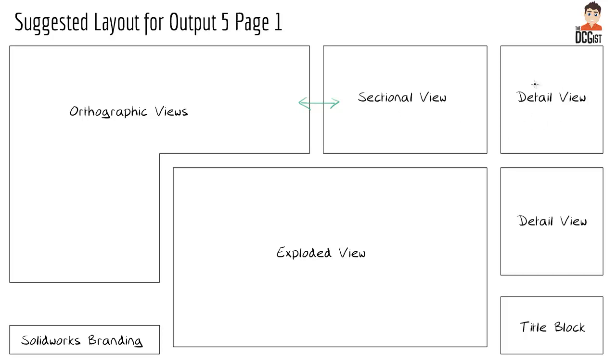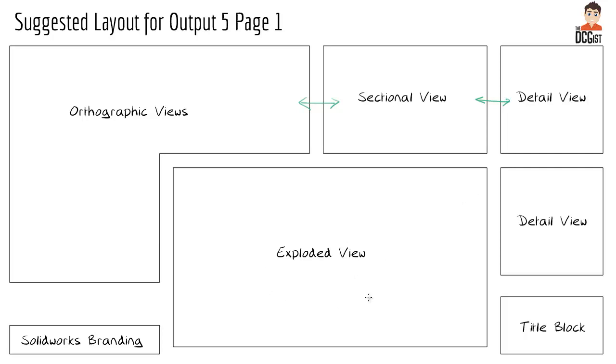I then have one detail view over here to the side, and I would suggest taking that detail view from your sectional view, okay? So your sectional view is coming from something you want to show on the inside from your orthographic view, and then your detail view will be a zoomed in part of your sectional view, okay? Trying to show off your 6 comparison points from output 2.